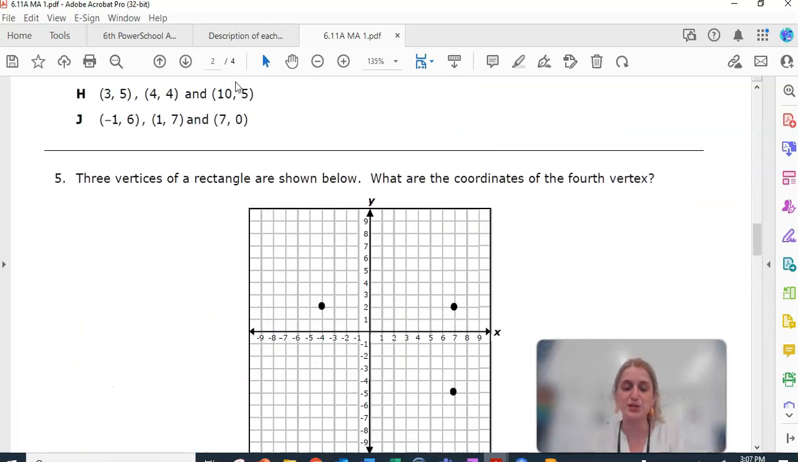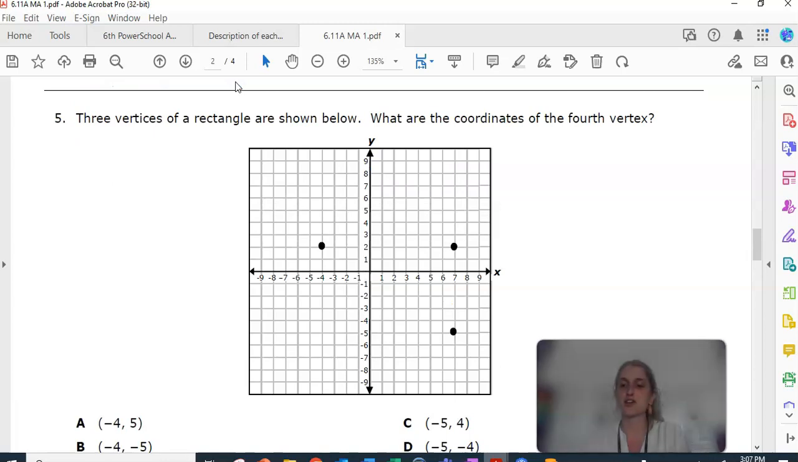Last problem, because this is a really short homework. Three vertices. Ooh, that's a vocab word you might not have heard in a very long time, if ever. Three vertices of a rectangle are shown below. What are the coordinates of the fourth vertex? A vertex is one. Vertices are more than one. And they basically mean like the corners.